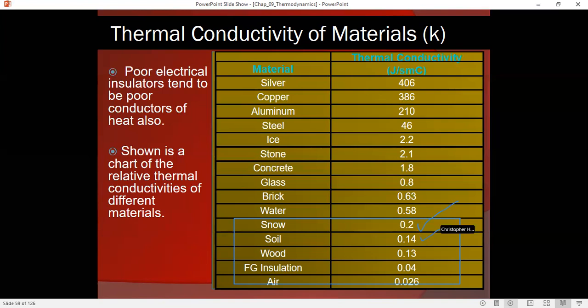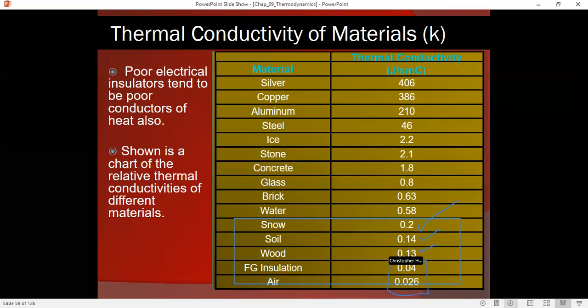The soil which surrounds your house actually keeps it fairly moderate. You don't insulate your basement as much as you would the rest of the house, because again, the soil is a pretty good insulator. What's an okay insulator? But the best insulators are made mostly out of air.